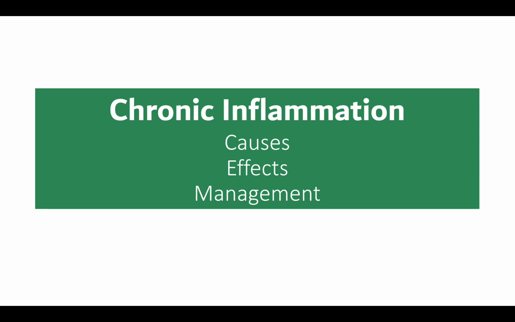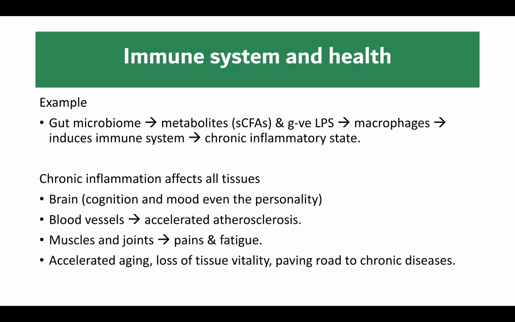Now we're going to talk about chronic inflammation, its causes and effects, and how we manage chronic inflammation. Now, what is the meaning of chronic inflammation? Chronic inflammation is different from acute inflammation. Acute inflammation, for example, somebody gets tonsillitis or acute bronchitis or abscess. These are time-limited inflammations that cure by themselves within 1 week or 2 weeks. However, chronic inflammation is a lifelong process that happens every day and every hour.